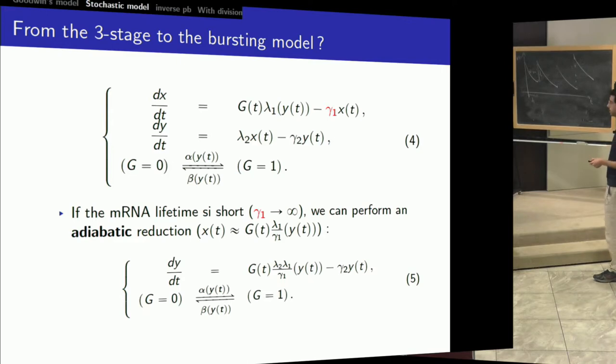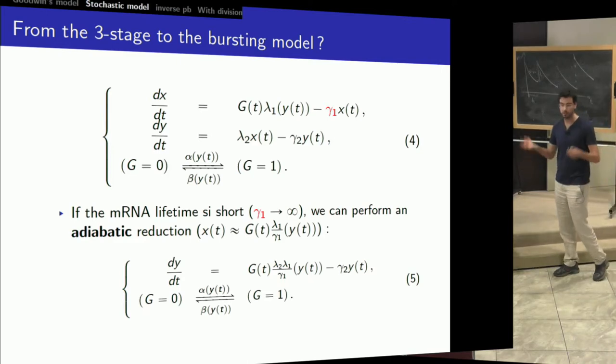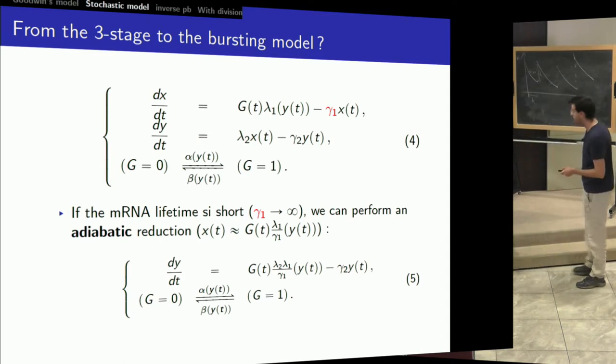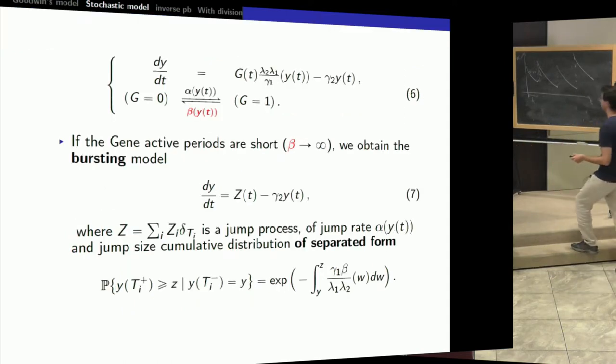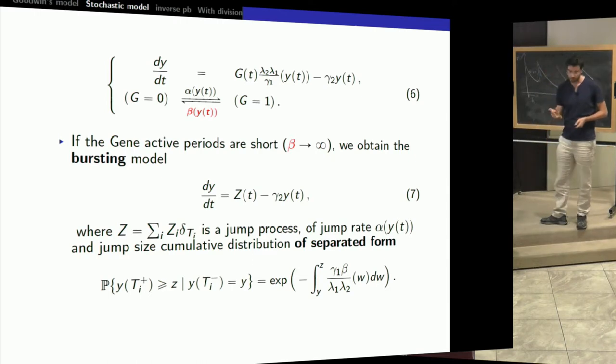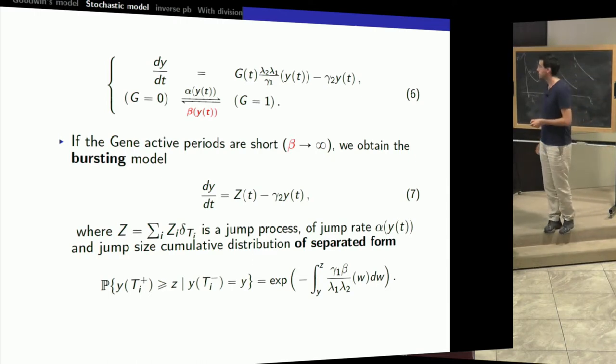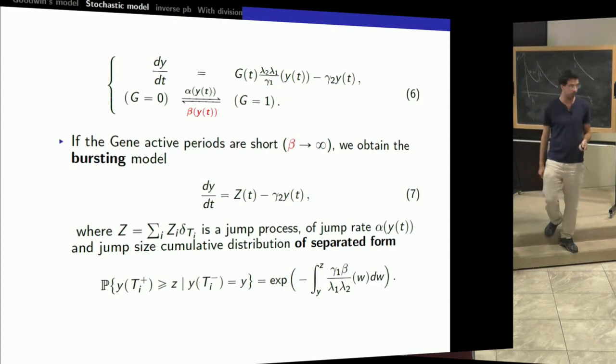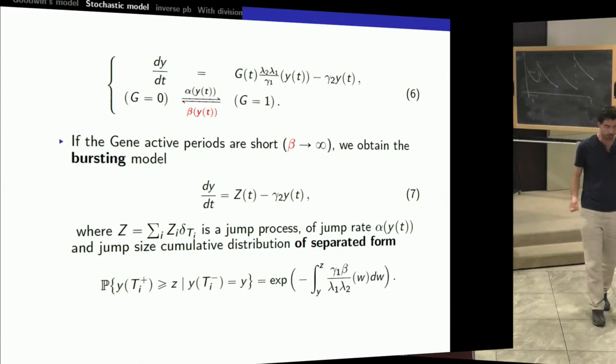Okay, and if you plug this into the second equation, then you have something that only depends on y. So you get rid of one variable. And then for the g variable, you also do a time scale separation of the burst period. If the gene is mostly off, meaning that beta is high, then as soon as you are on, you quickly go back to off. So the gene is mostly off, and sometimes it is on, but on a very fast time scale.